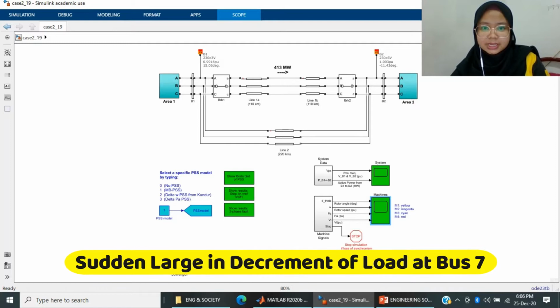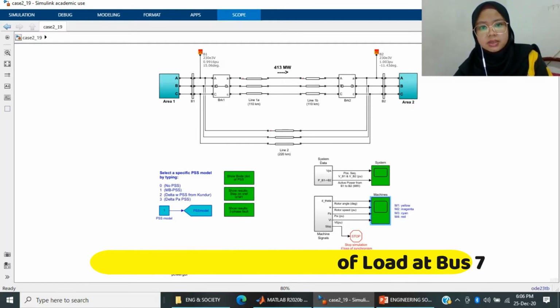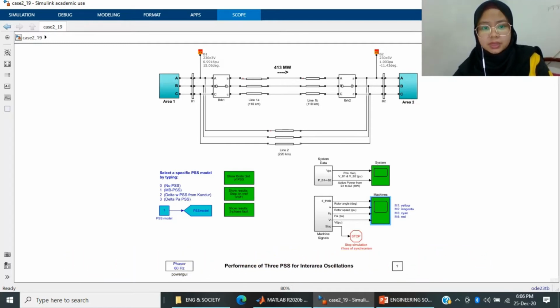Next, for the second case, which is sudden large decrement of load at bus 7, this is the simulation that we designed using MATLAB software. There are also two areas, which is area 1 and area 2. For the system, the fault is set to start at 1 second and the circuit breaker used is normally closed. Besides that, a 50% load decrement is placed at the system.